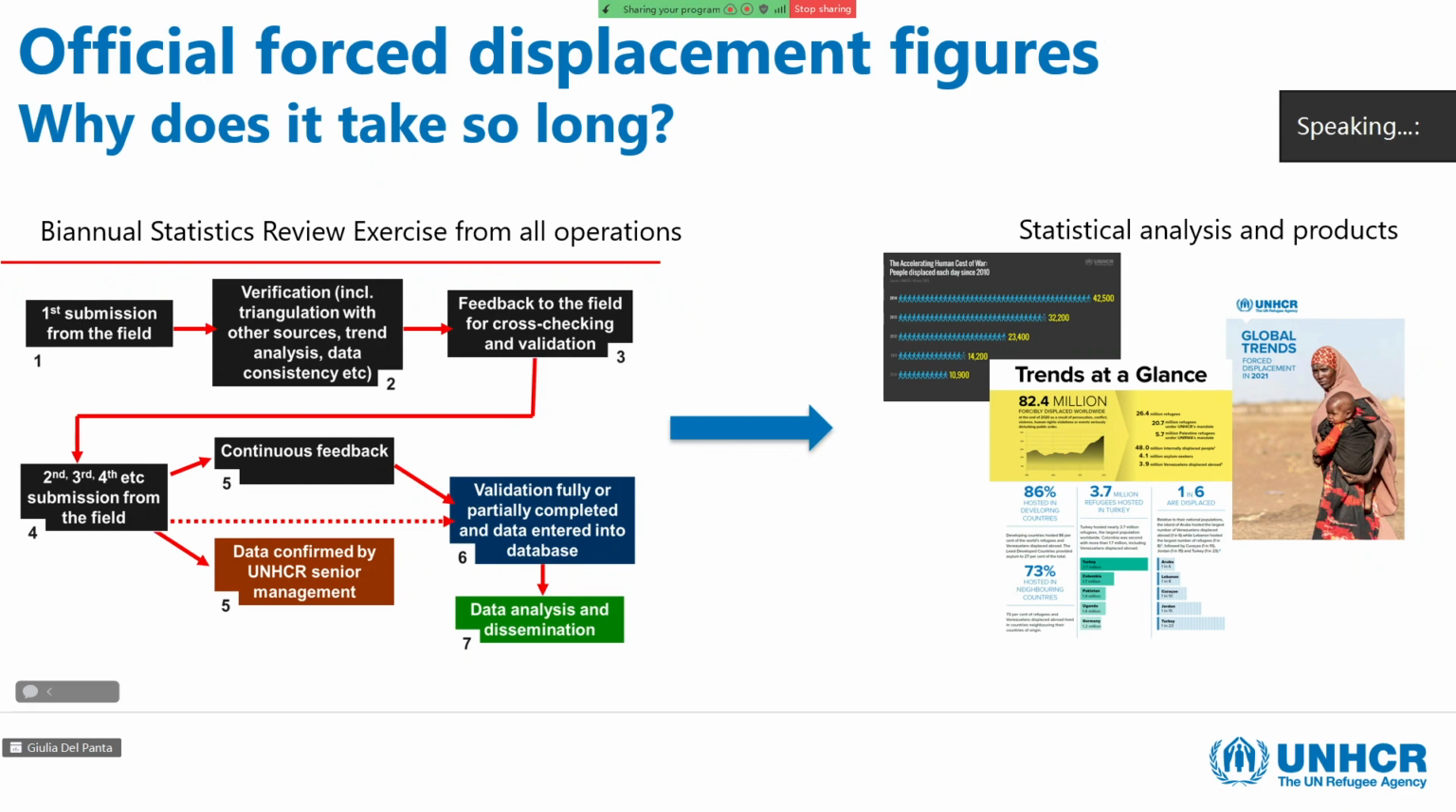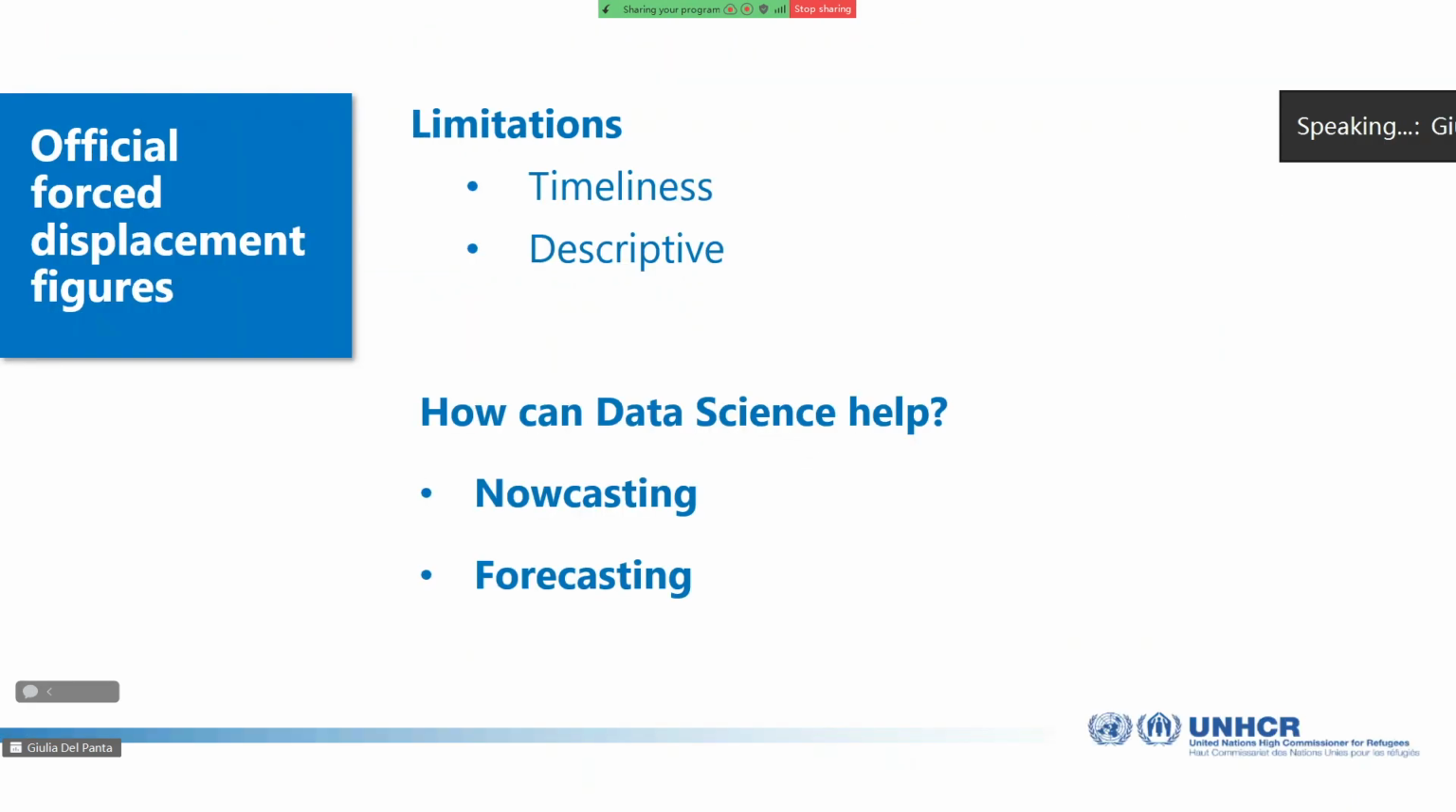So I've already talked about the limitation, which is timeliness. Due to this publishing lag, it's very difficult to have a global overview of the forced displacement situation at any given time. And this global trend is mainly descriptive. It tells you the past situation, but it doesn't tell you anything about the future. So data science can help in two ways. One is nowcasting and one is forecasting.